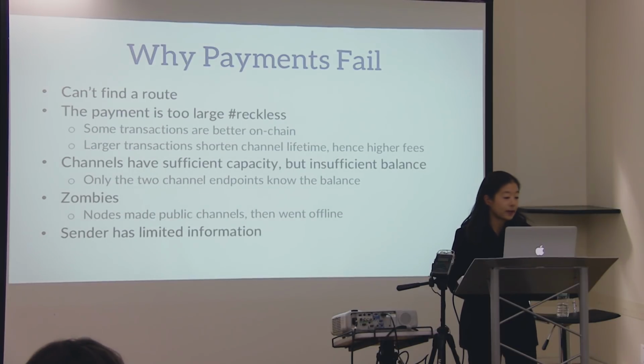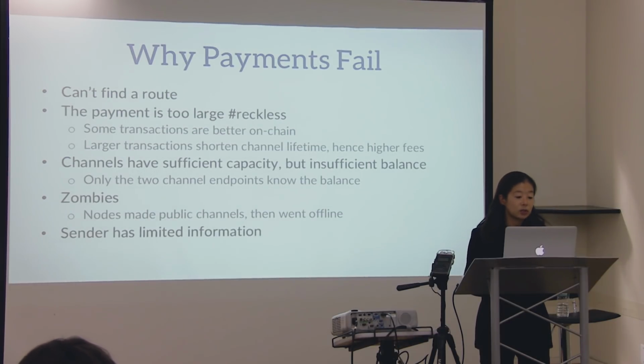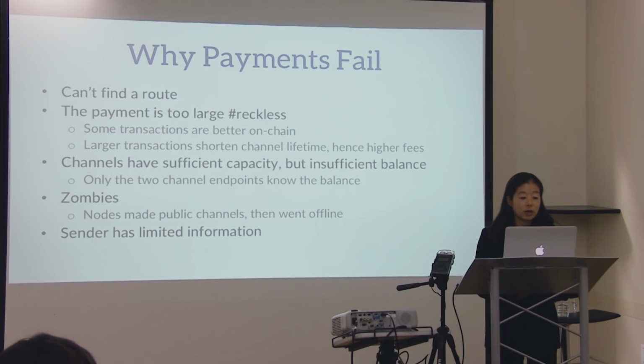Sometimes you can't find a route at all because a new user just doesn't have enough channels to well-connected nodes. Sometimes a payment is too large. Right now, the payment size on Lightning is limited on mainnet, so some large transactions are better off on chain. And as a Lightning node operator, large transactions are not convenient because a large transaction getting pushed through would suddenly take away a lot or imbalance the channel.